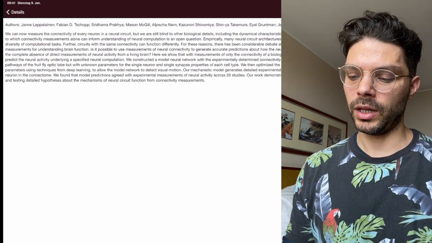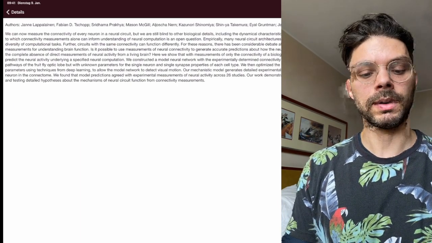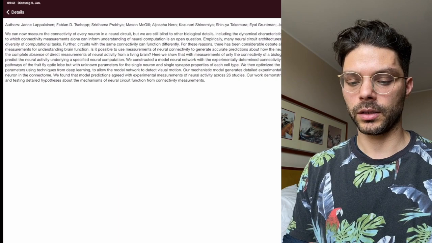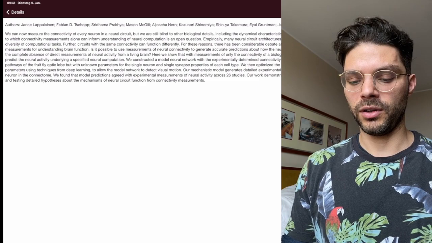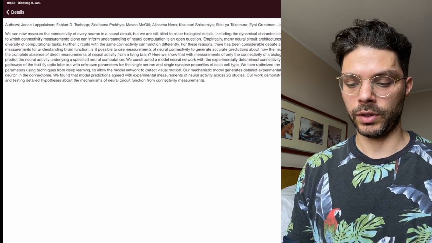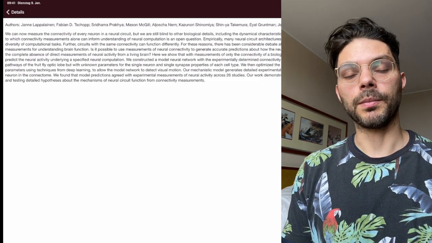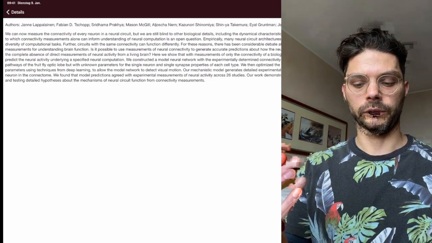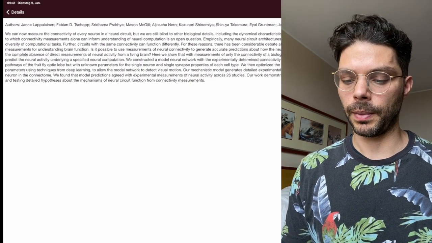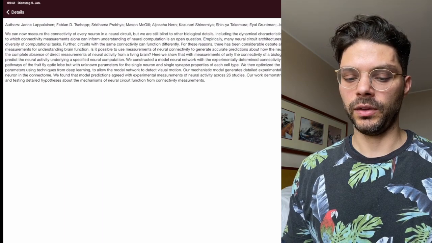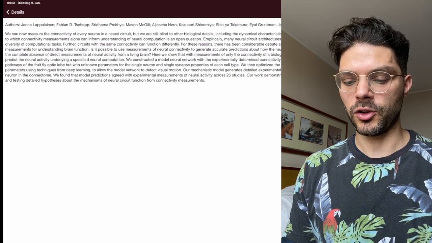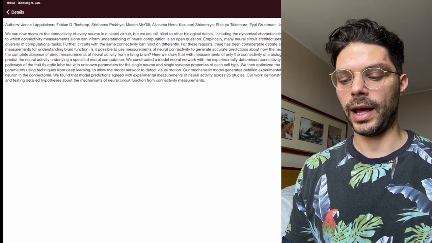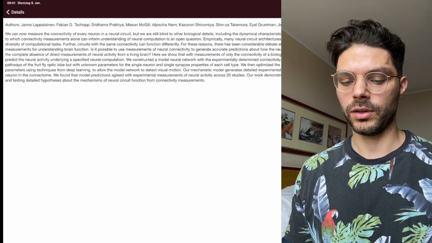Empirically, many neural circuit architectures can perform the same large diversity of computational tasks, right? So connectivity to function is not one-to-one. Further, circuits with the same connectivity can function differently, because of the different functional properties of the neurons. For these reasons, there has been considerable debate about the utility of connectomic measurements for understanding brain function. Is it possible to use measurements of neural connectivity to generate accurate predictions about how the neural circuit functions?